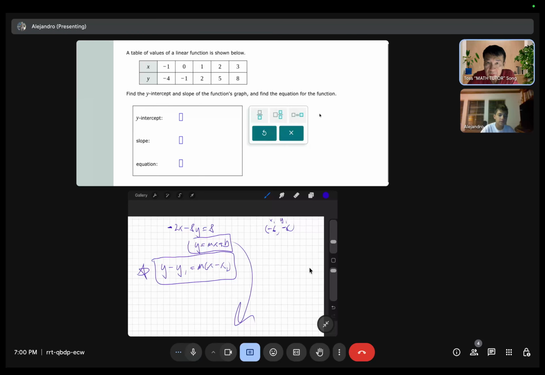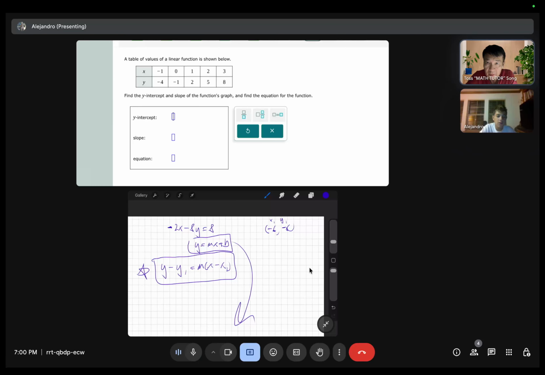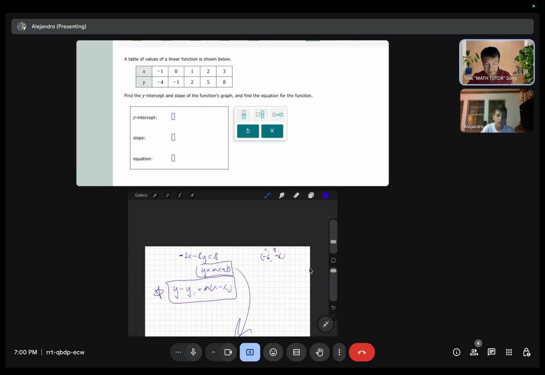Okay, you can zoom out a little bit. I mean, I can see it. Okay, so they gave you a bunch of points, and then you have to come up with the equation that represents it. Easy. So let me help you with this one.